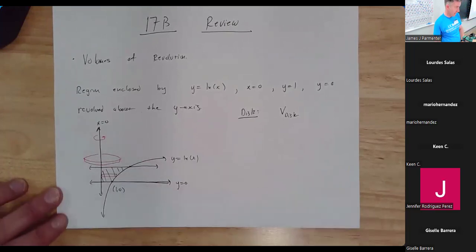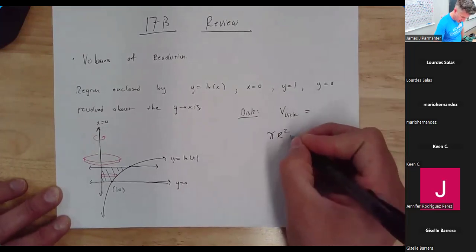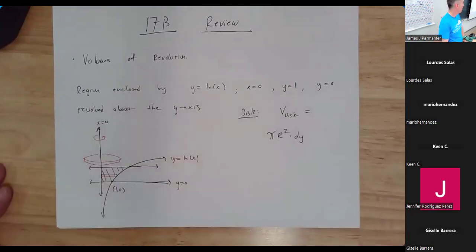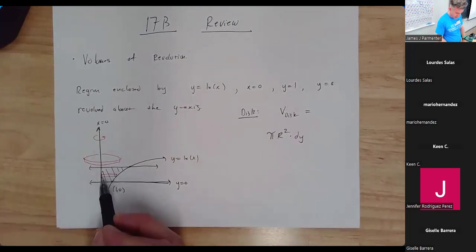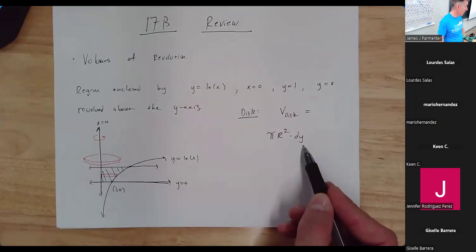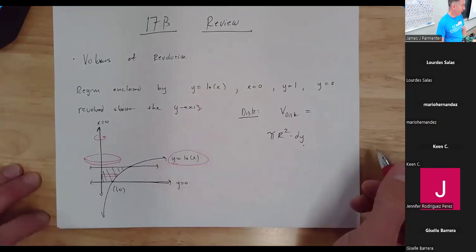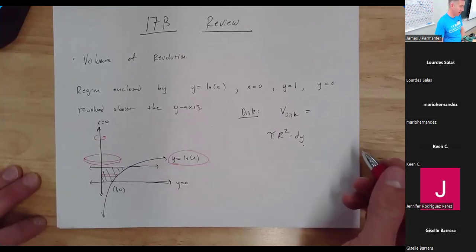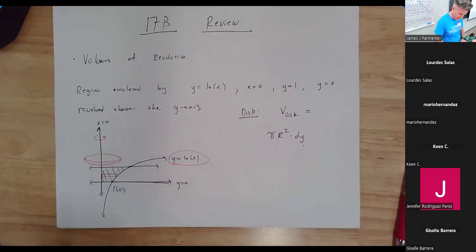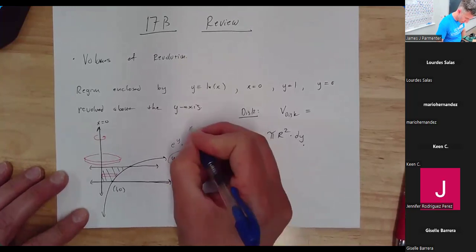And the volume of that disc is the area pi times whatever the radius is squared times the thickness, which is a dy. Now, here's where you might encounter some issues. The radius is how far it is to this function over here. But we better not write natural log of x because we're doing things in terms of y. We have a dy. That means it has to be in terms of y. So you have to take this equation and solve for x. In other words, we're going to raise both sides as powers of e. So we're going to get e to the y equals e to the natural log of x, or just x equals e to the y.